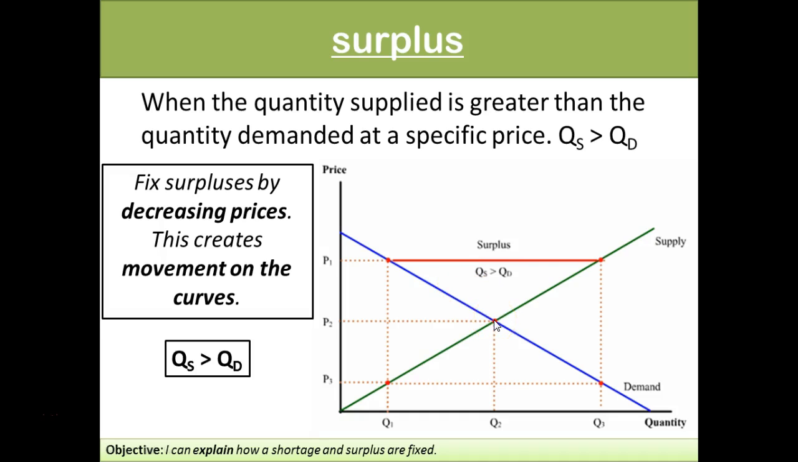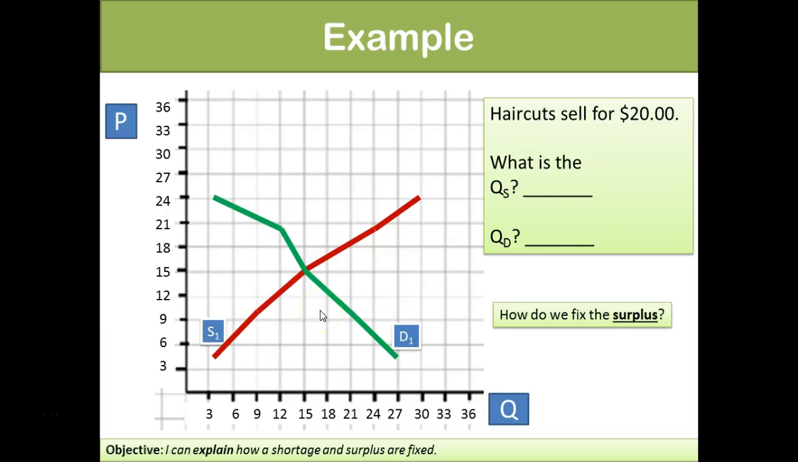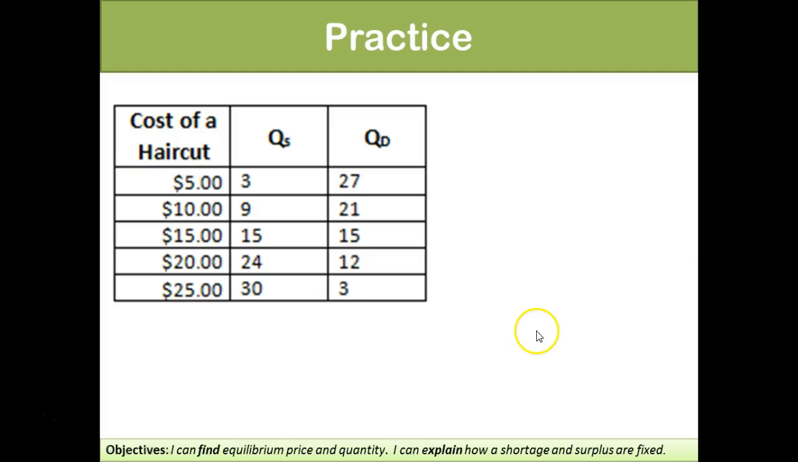Because if a price is set too high, customers won't buy it. They're going to wait until prices go down. And when they go down, then we're going to find the right price, where buyers and sellers agree. On your do now, at $20, you've got 24 supplied and 12 demanded, so you've got a surplus of 12. We fix that by lowering the prices.